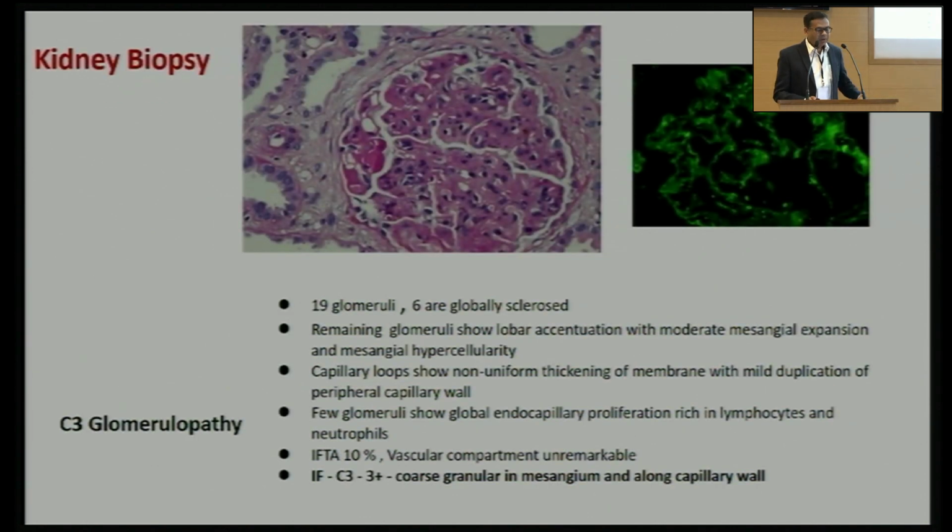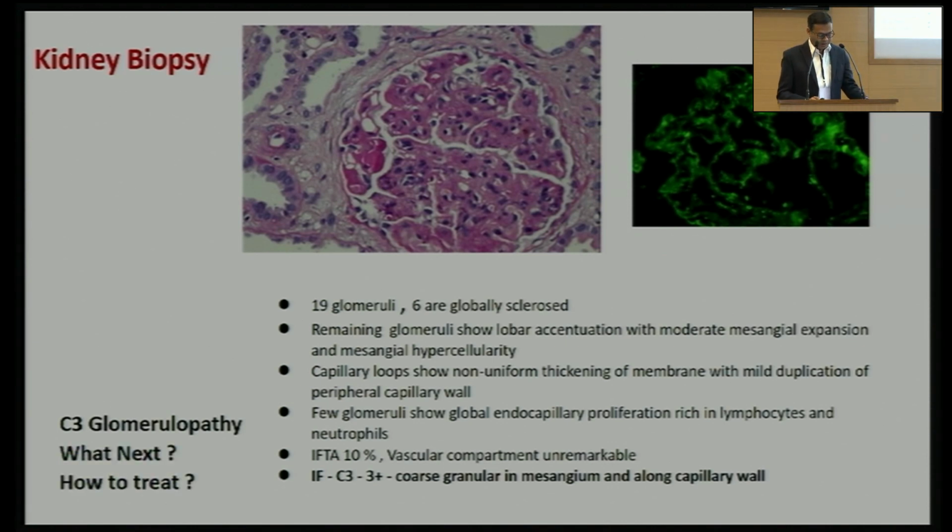The next step in this patient is obviously you will go for biopsy. I'm not an expert in biopsy, but I could say there was some chronicity, and there was duplication of the basement membrane, and there was C3 deposition, which confirms the diagnosis of C3 glomerulopathy. So what next, and how should we treat this patient?